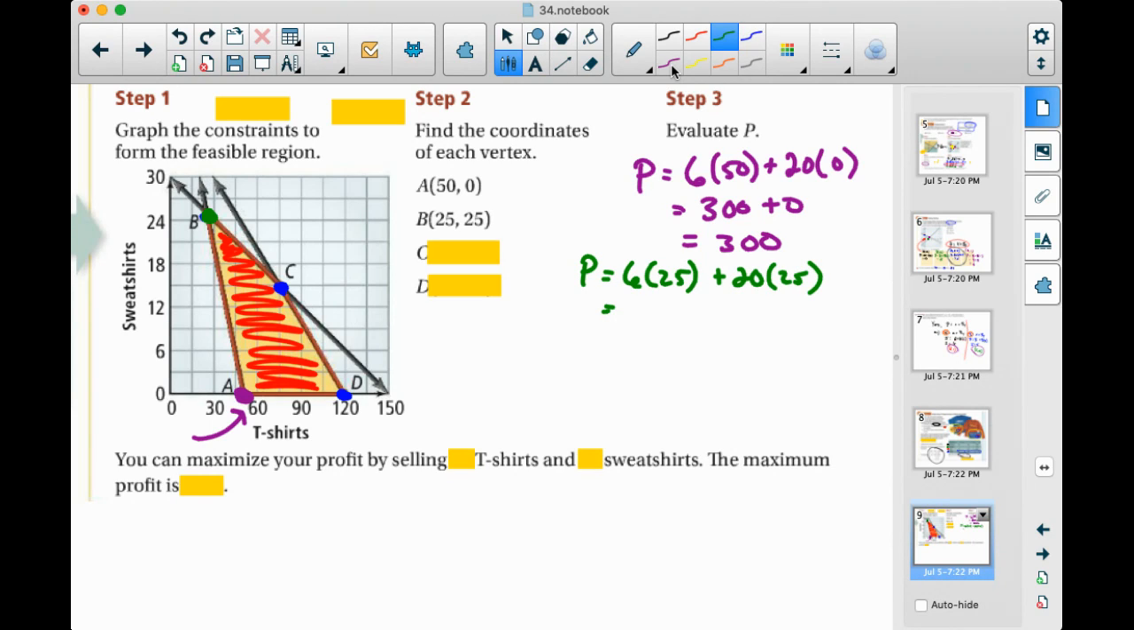So that's going to give me 6 quarters in your hand. How much money do you have? 50 plus 20 times 25. That's going to give us $650.